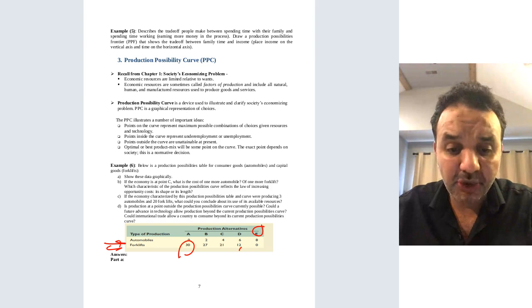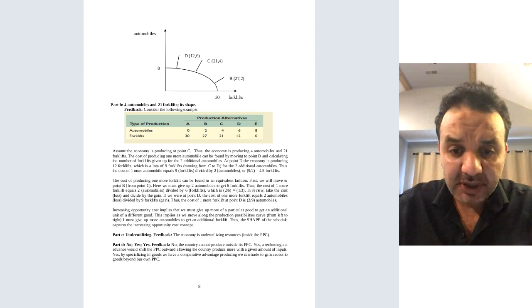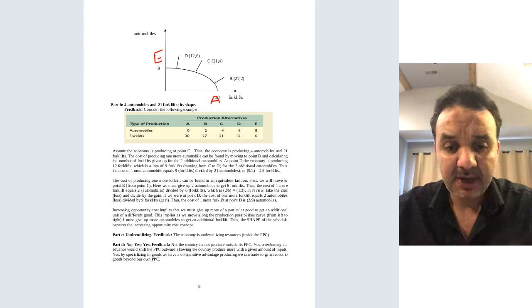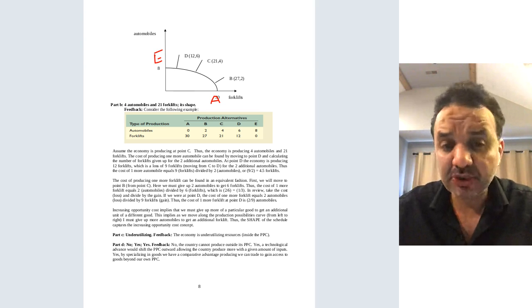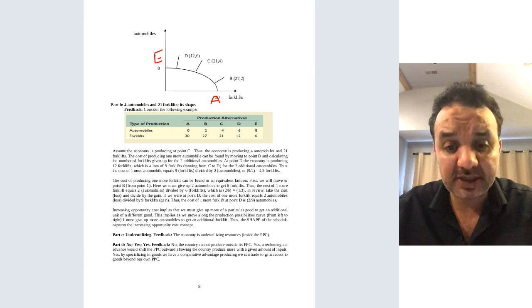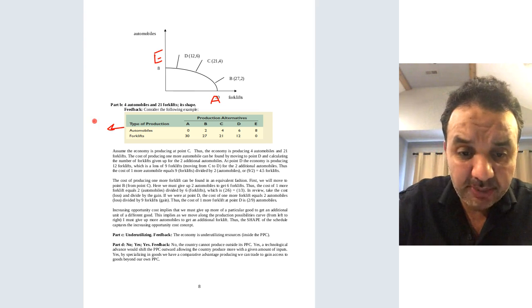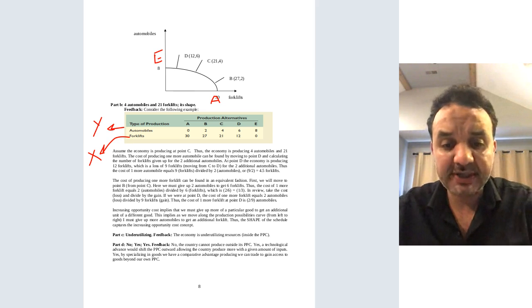If the economy is at point C, what is the cost of one more automobile? Let's see the solution here. So this is point A, this is point B, C, D, and this is point E. Let me remind you again with the table. So I'm just repeating the table again here. I said point A is 0 automobiles. Again, it doesn't matter which one you put on the x-axis or the y-axis. Here I put automobiles on the y-axis and forklifts on the x-axis. So don't be confused.